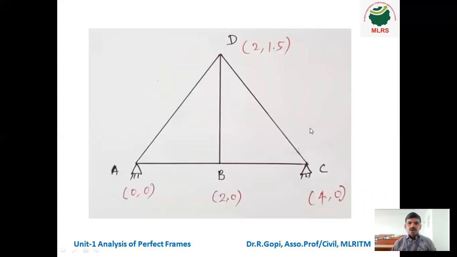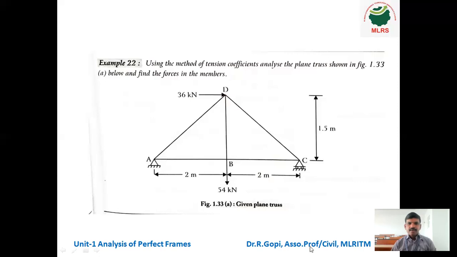We have to note down the coordinates. Here I have taken the A point as 0, 0. This is the A point, 0, 0. Now what about the B point? Tell the coordinate. It is x-axis 2, and y-axis 0. Next come to the C point. In the x-axis from A to C the length is 4, and the y-axis is 0. Next come to the D point, x-axis 2 and y-axis 1.5.